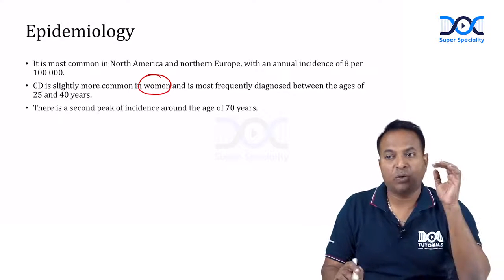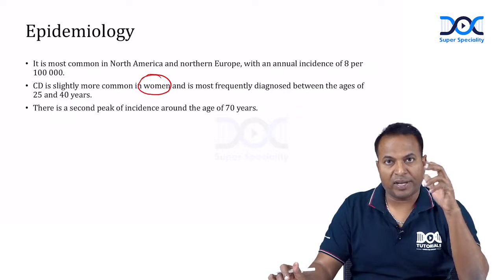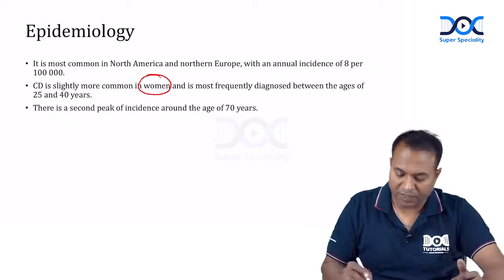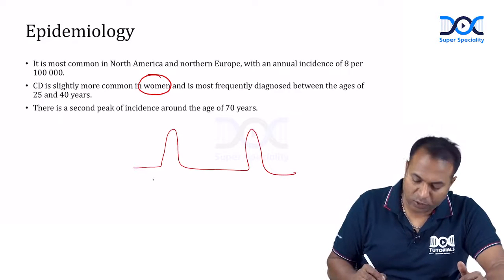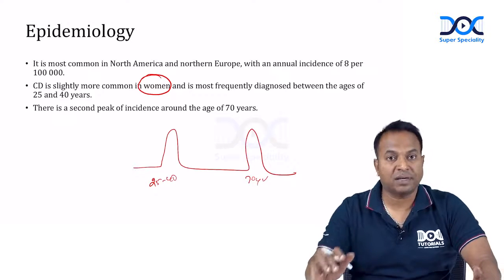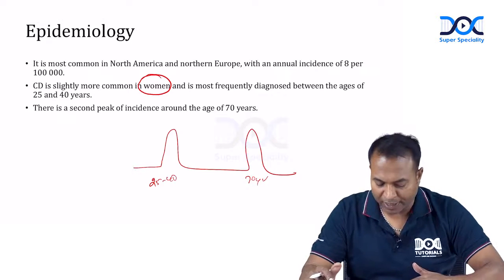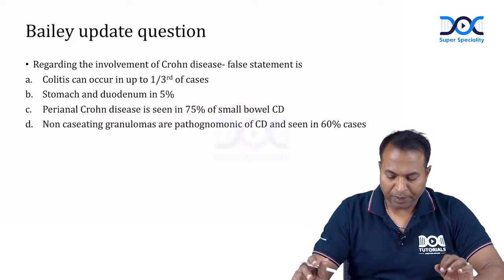It is most frequently diagnosed in two age groups. It is seen at 25 to 40 years, and there is a second peak at 70 years. It's bimodal. So one peak is at 25 to 40 years, another at 70 years. There are two peaks seen in this disease. So don't forget, Crohn's disease has a bimodal distribution.